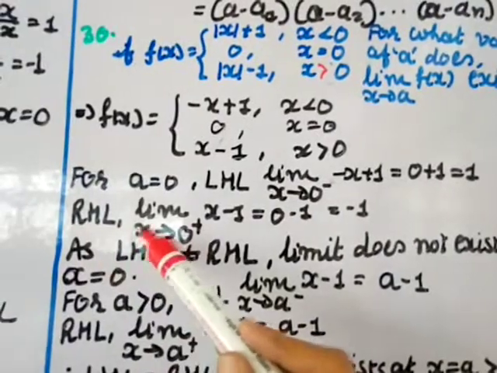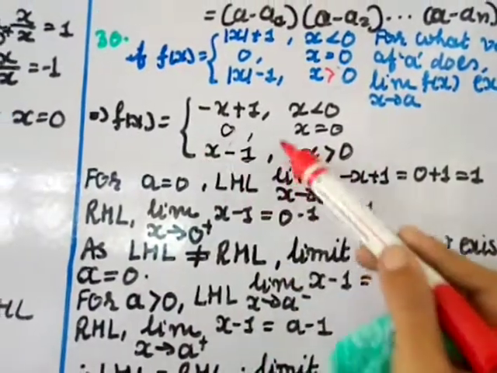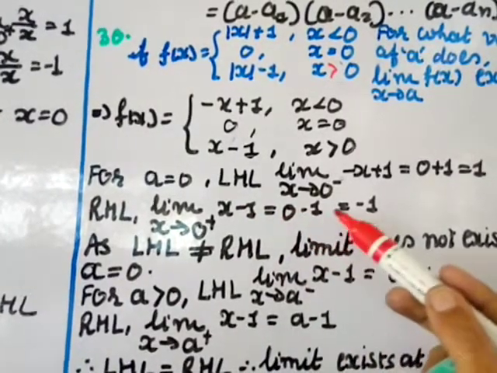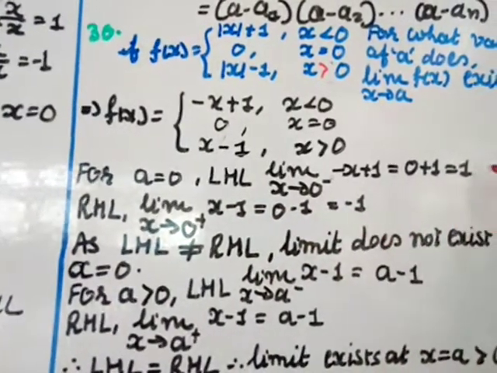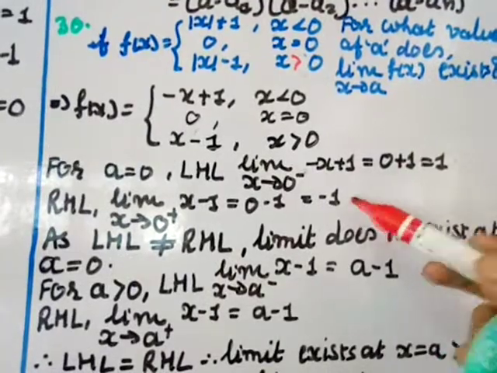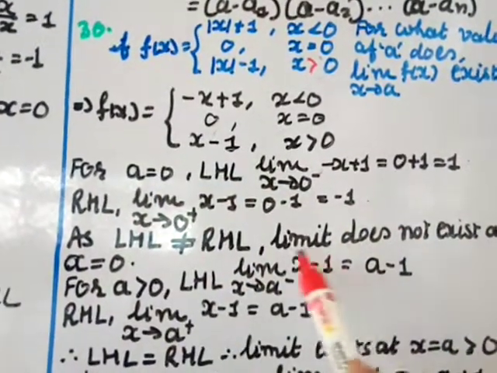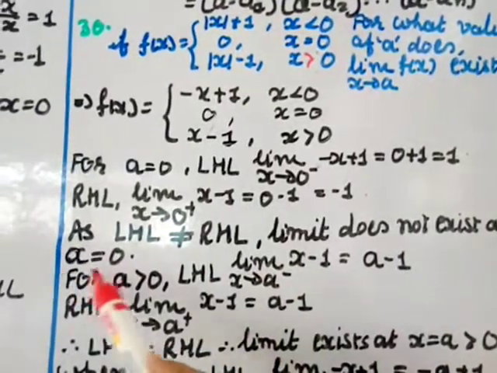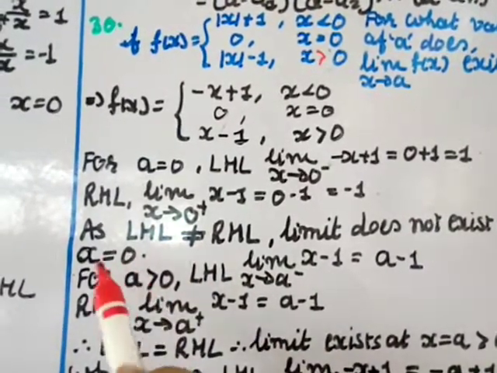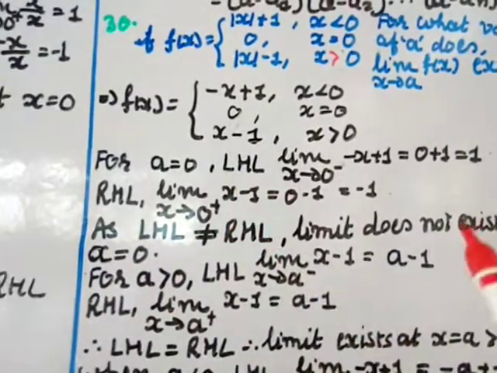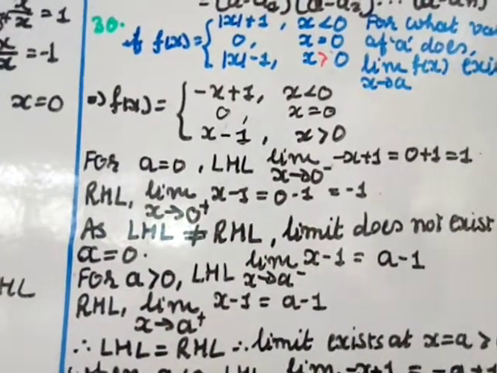Now for the right hand limit, x greater than 0, use this function. So limit x tends to 0 plus of x minus 1 equals 0 minus 1 equals minus 1. Here it is plus 1, here it is minus 1. Both are different answers. That means left hand limit is not equal to right hand limit. So the limit does not exist at x equal to a equal to 0. There is no limit existing for the function.